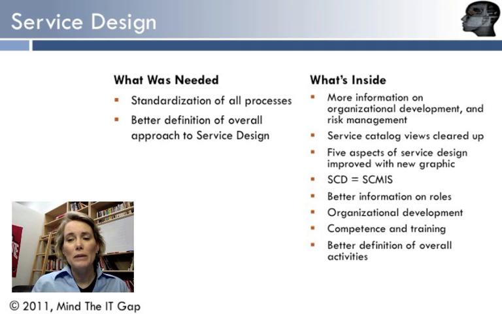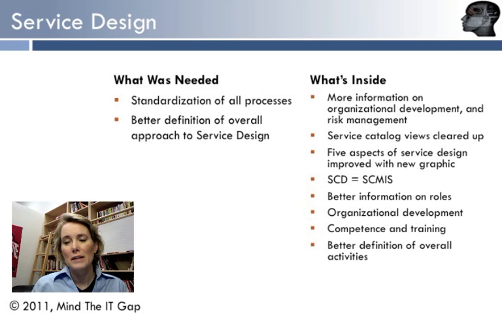So what we got was better information on organizational development and risk management. The service catalog has been cleared up. It's no longer two separate entities, which really came out of the previous books, the business service catalog and technical service catalog. Now it's just two views of the same information, which is much more representative, I think, of what we see in the market space. Better improvement around the 5 aspects of service design. The service contract database has now been renamed the Service Contract Management Information System.